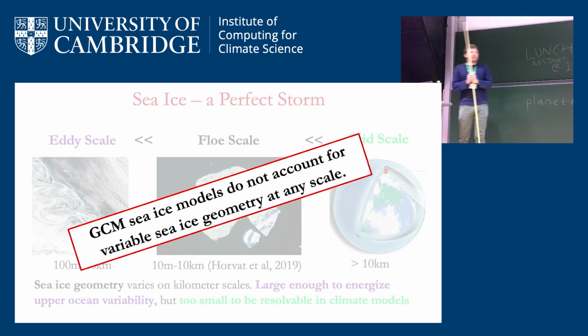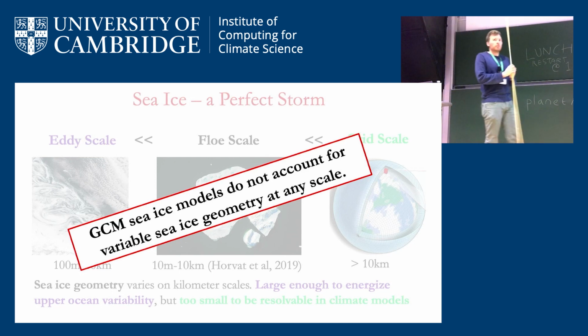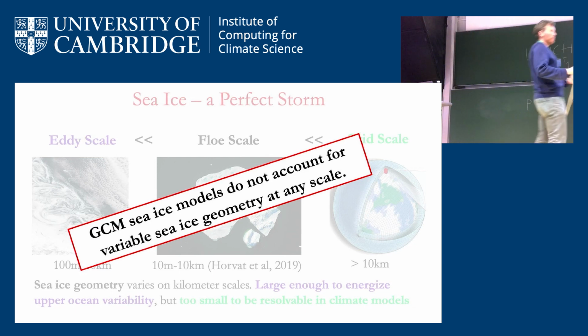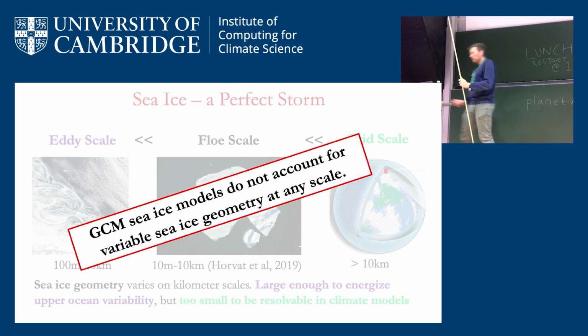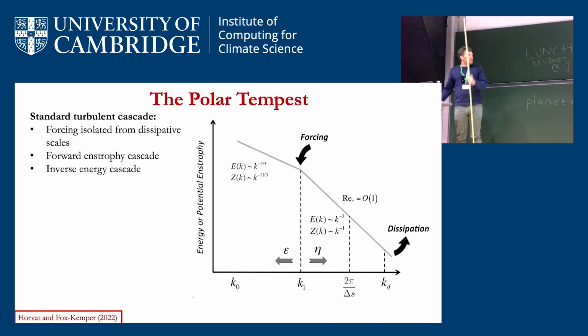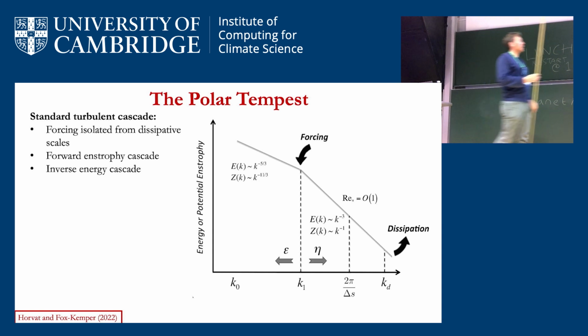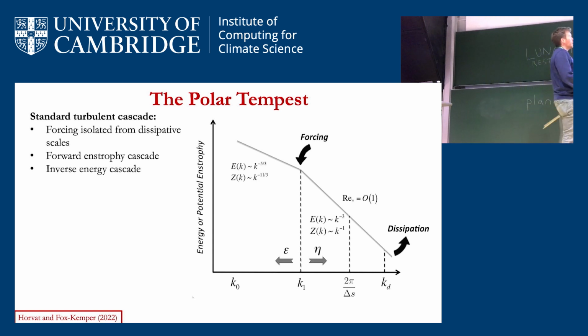You might remember this. If you have a global climate model, it's got no representation of this whatsoever. There's nothing about sea ice geometry at any scale. They don't produce sea ice geometric variations. And so something we've been working on recently is trying to find a way to parameterize the effect of sea ice geometry on resolved ocean and atmospheric motions. And we call this something called the polar tempest. And you'll see why in a second.